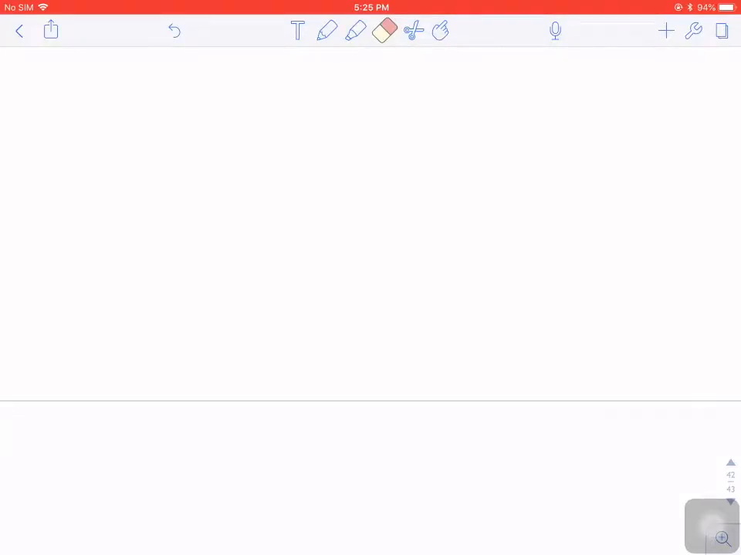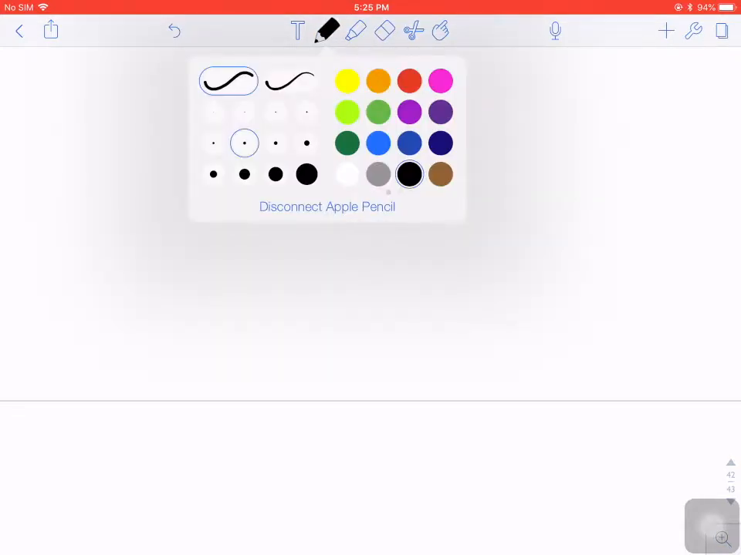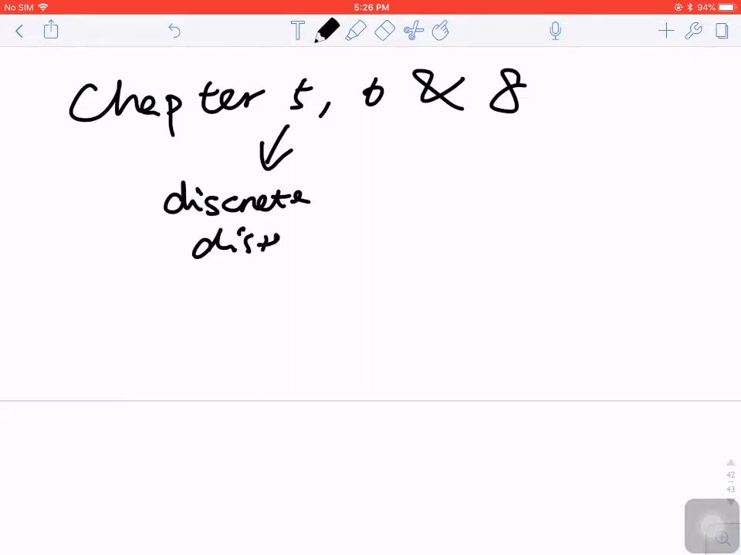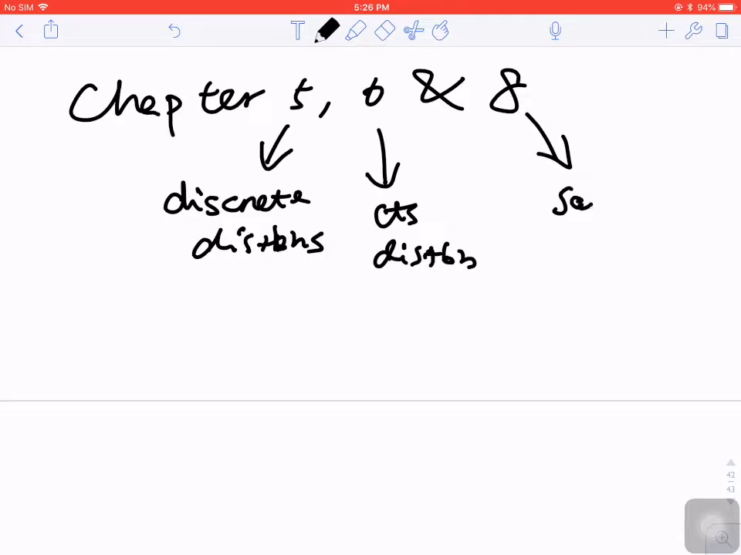Okay, so for the rest of this class, I'm gonna talk about exam two. Like we said before, exam two will cover chapters 5, 6, and 8. Chapter 5 is about some discrete distributions, right? Chapter 6 is about the continuous distributions, and chapter 8 is about sampling distributions.